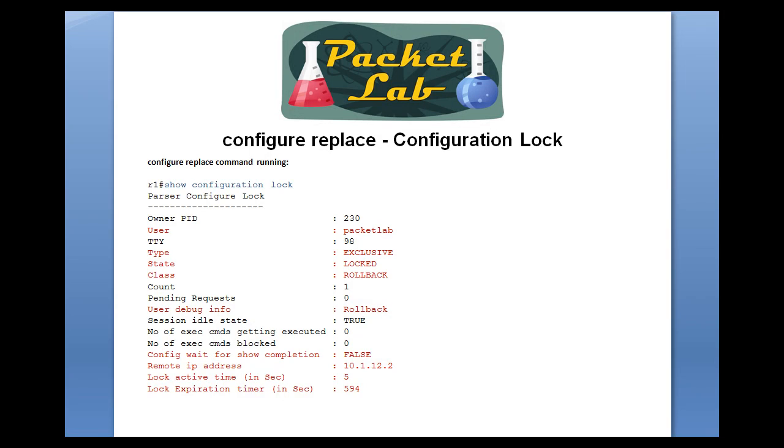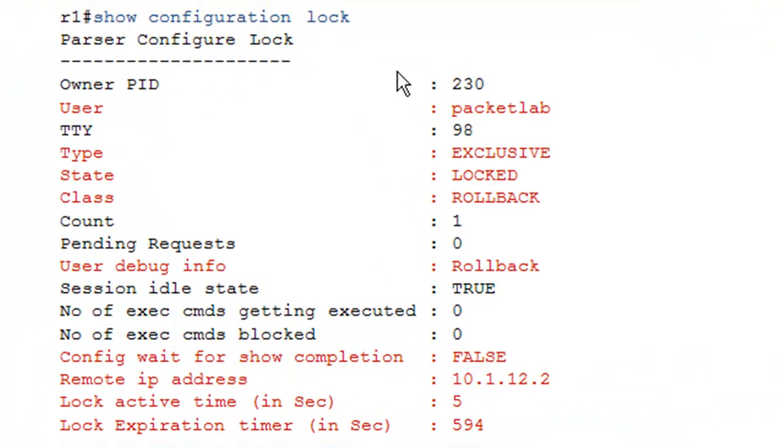And conversely, here's the output of the show configuration lock command when we are running the configure replace command. In this case, I had telnetted into R1 from another router and issued the configure replace command. This output is from the console connection. Just telling you this because a lot of this information will not generally be available if you're not issuing the command from a remote connection.